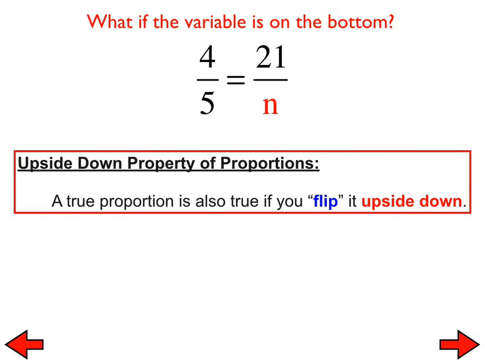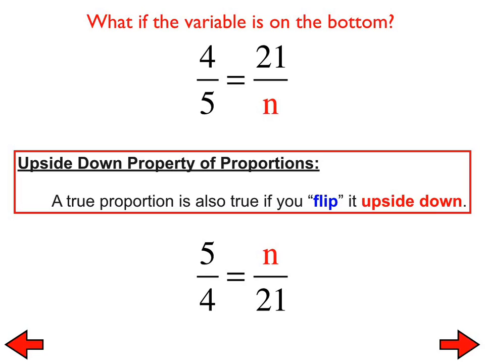But we can use something called the upside down property of proportions, and I believe this is where you need to fill something in. A true proportion is also true if you flip it upside down. And the reason we want to do it this way is if you're going to use this newest method that I just taught you, the variable needs to be on top. So as far as this proportion goes, we can just use the upside down property, flip it over, and make it look like this. Do all of you see what I did? Yes or no? Yes. All right.